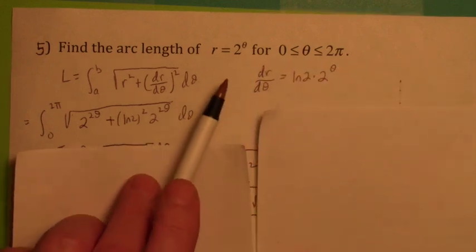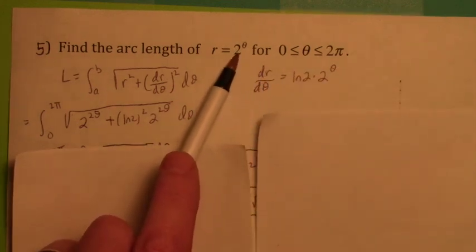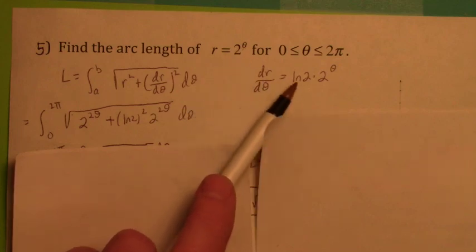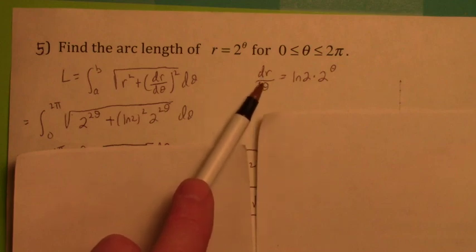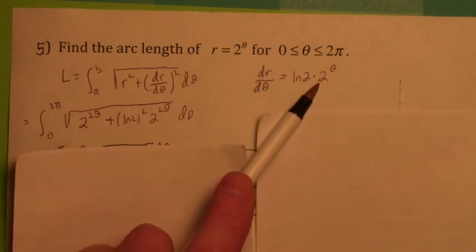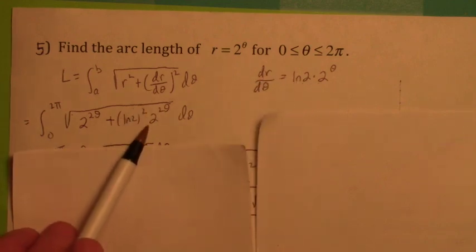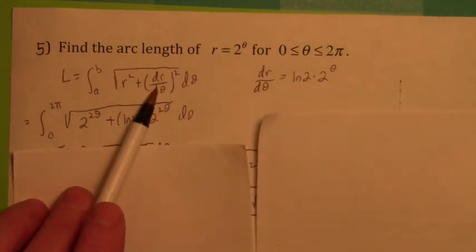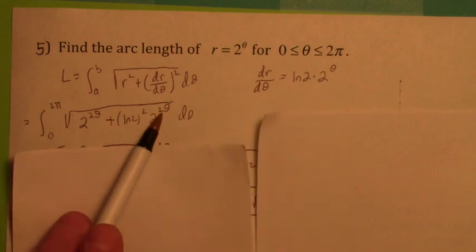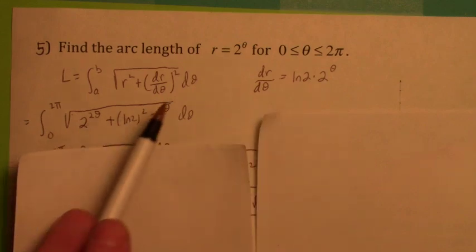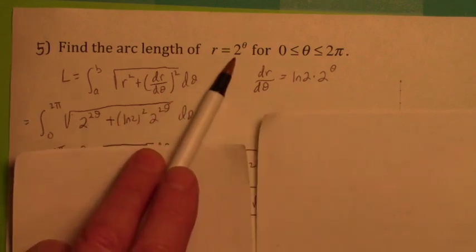What is dr d theta? Remember that the rule for differentiating 2 to the x is it's ln of 2 times 2 to the x. So dr d theta would be ln of 2 times 2 to the theta. So that's what you put in, right? You put this in for dr d theta, and you square it. You get ln of 2 squared times 2 to the 2 theta. What is r squared? When you square this, you get 2 to the 2 theta.